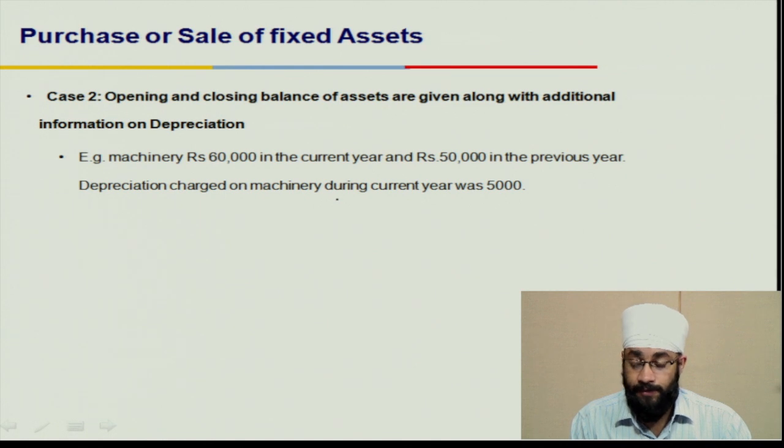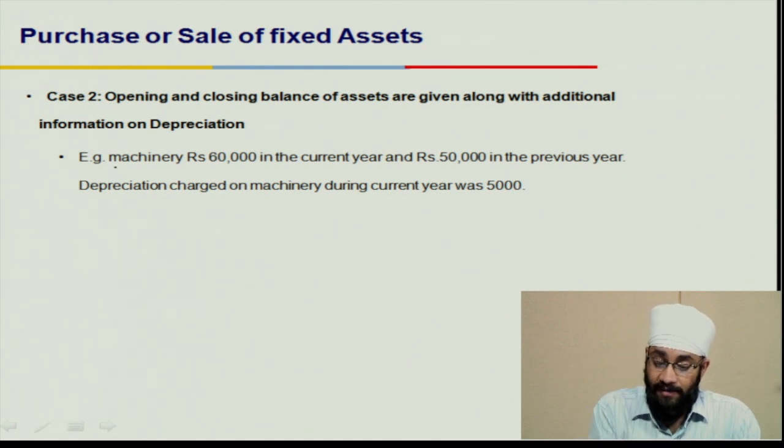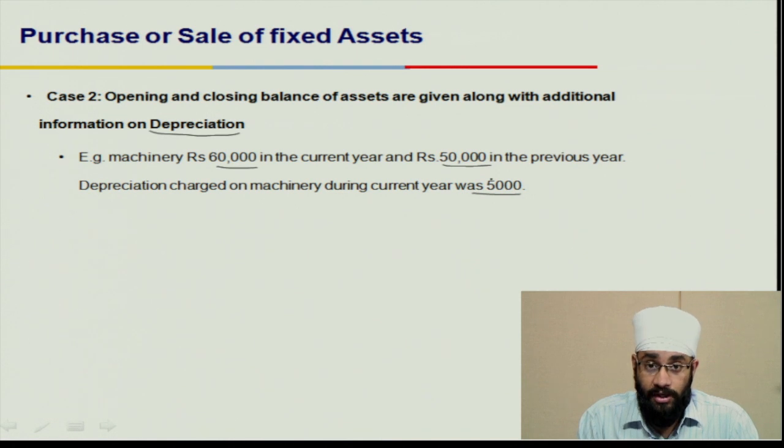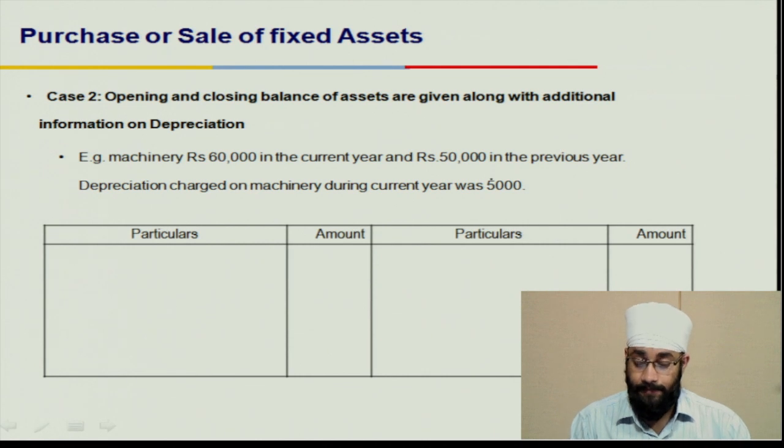In the second scenario, you may be given additional information to go along with the opening and closing balances of fixed assets. So in this case, you have information on depreciation. So machinery is 60,000 in the current year and 50,000 in the previous year. And there is depreciation equal to 5,000 which was charged on this machinery, this fixed asset, during the year. Let us see how we analyze this information and how we account for the values given herein.